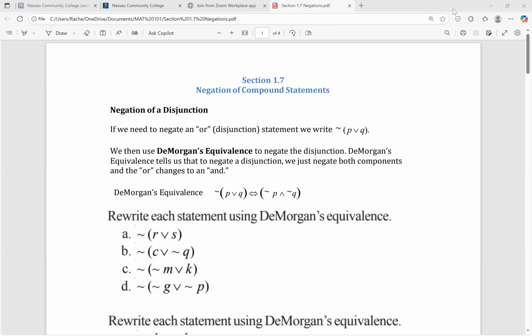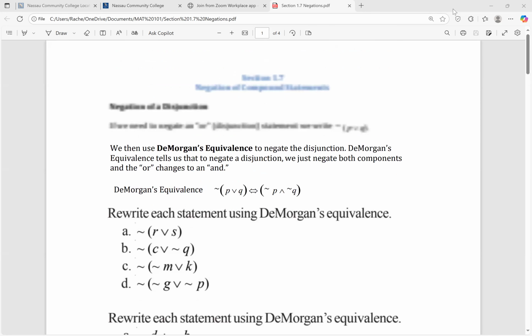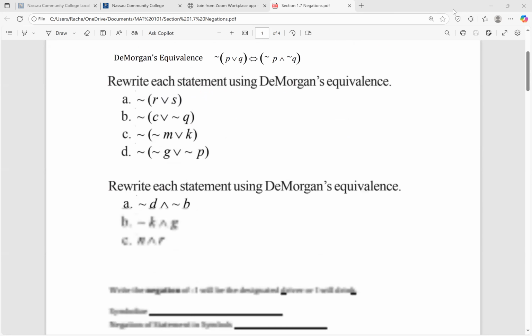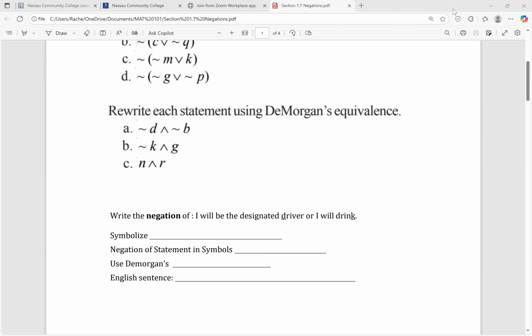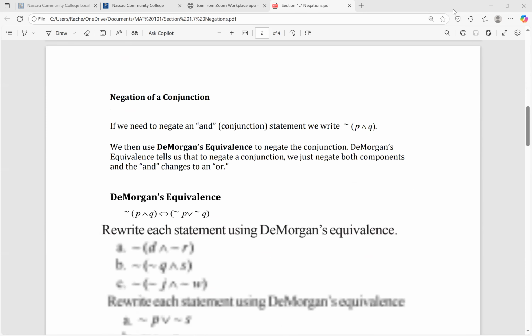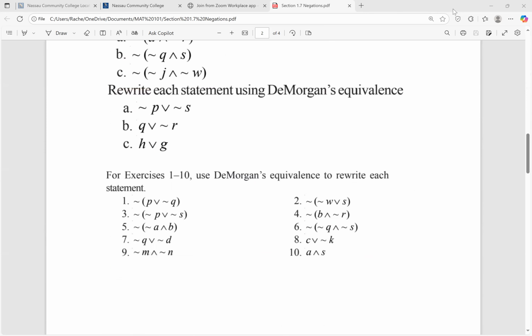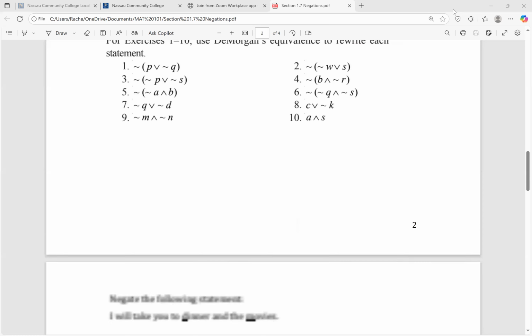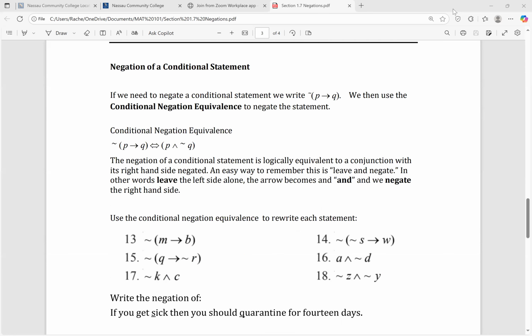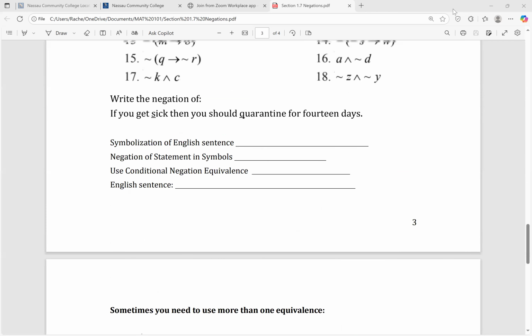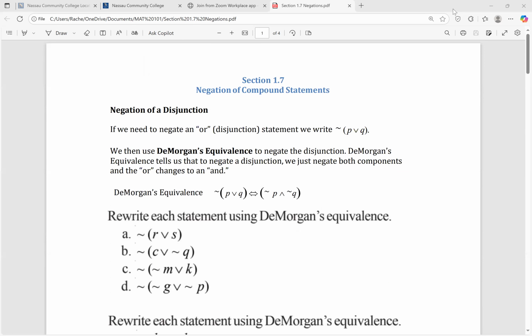This lecture is going to cover 1.7, negation of compound statements. So this is the last section in chapter 1. And what we're going to have is the negation of a disjunction, the negation of a conjunction, which are going to be De Morgan's equivalences. And then we're going to have the conditional negation equivalence and then the biconditional negation equivalence. So that's what we're going to cover in this section. So it's going to be negations.